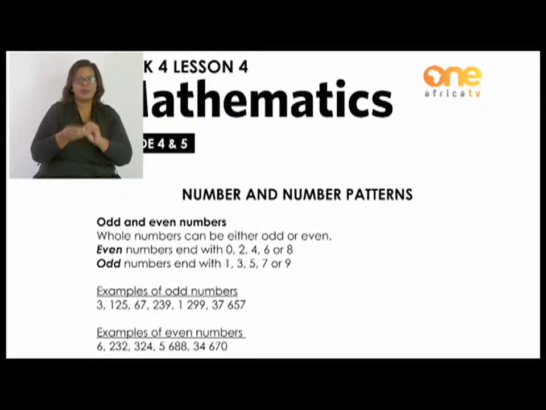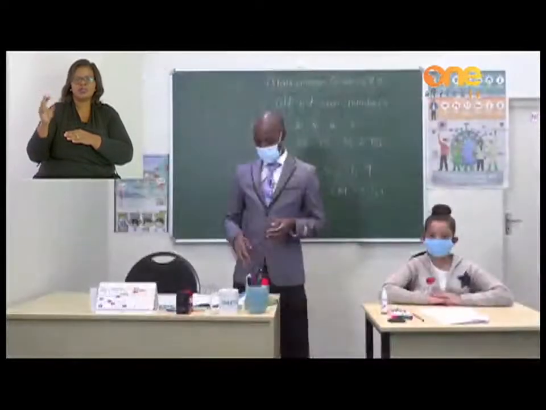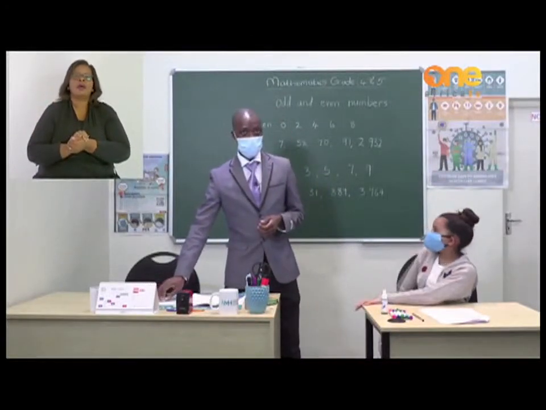The second examples given are even numbers. The first one is 6, then 232, 324, 5,688, 34,670. Let us face the chalkboard and try to solve some examples.